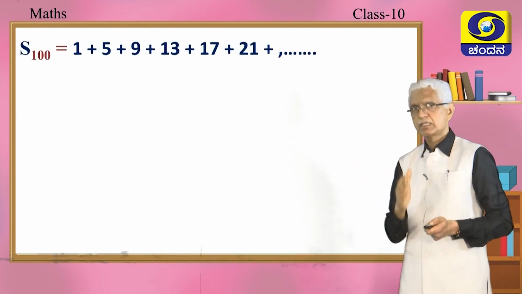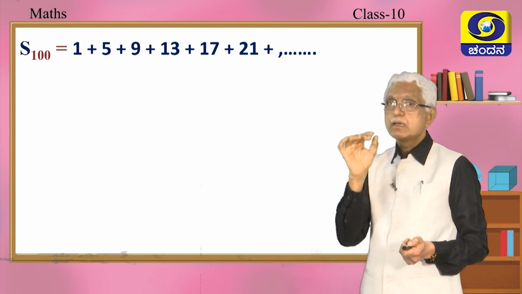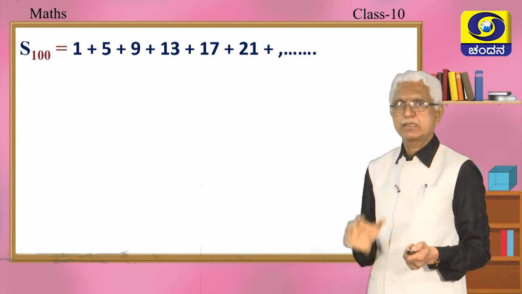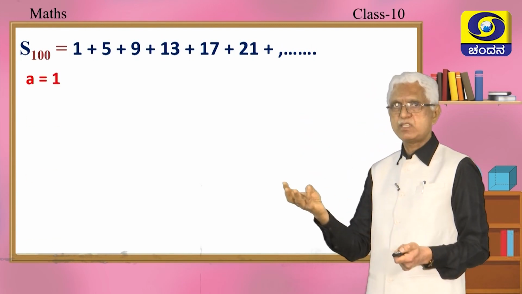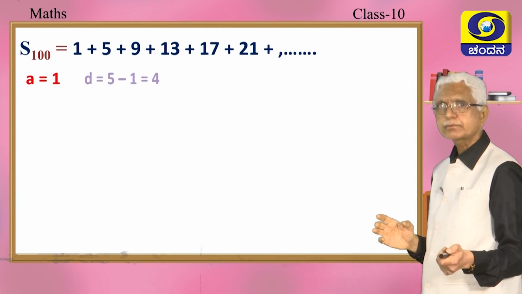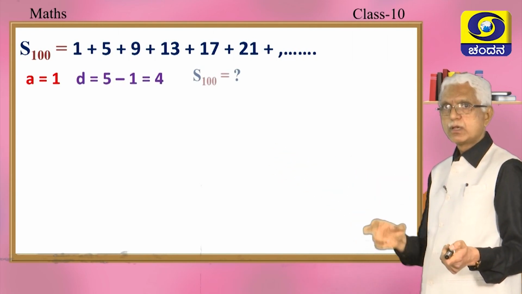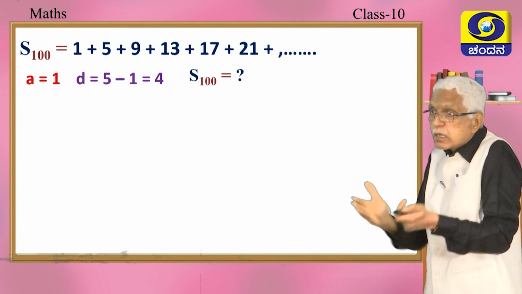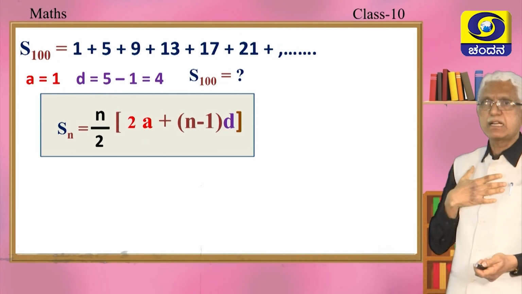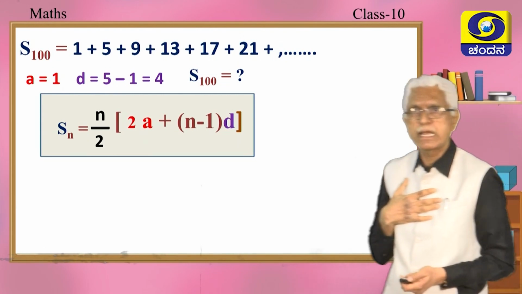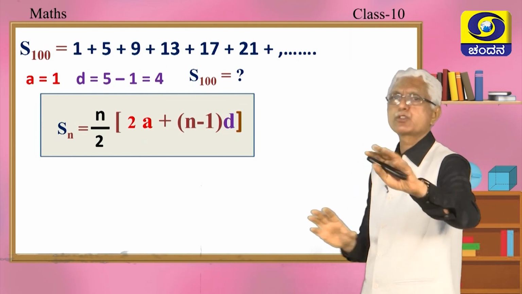Okay. Same example, S100, I want to find out the sum of the arithmetic series up to 100 terms, correct? First 100 terms I want to find the sum. What is A? A is 1. What is D? Second term minus first one, 5 minus 1 is 4. What is that you have to find out? Sum of first 100 terms, S100. Here I am using a different formula. Shall we see whether we get the same 19,900 here also? If we get, you should believe in those two formulae. You should agree both are same.